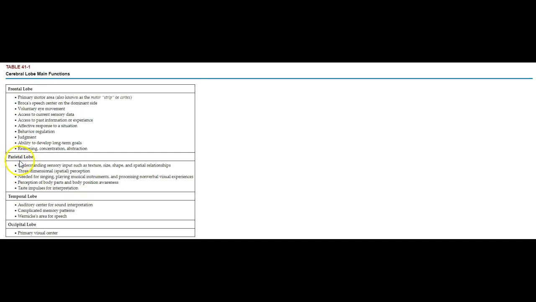The same thing goes for your parietal lobe, understanding the sensory inputs such as texture, size, shape, three-dimensional perception, needed for singing, playing. So when these things change in the patient's behavior that pertains to this area, you wonder what is going on, where possibly could this be happening to that patient. And also look at the temporal lobe, what's going on in the temporal lobe, auditory center. And then look at the occipital lobe, the vision. I'm having blurry vision. I got hit behind my head. I can't see, things like that. So I want you to start putting that bigger picture together.